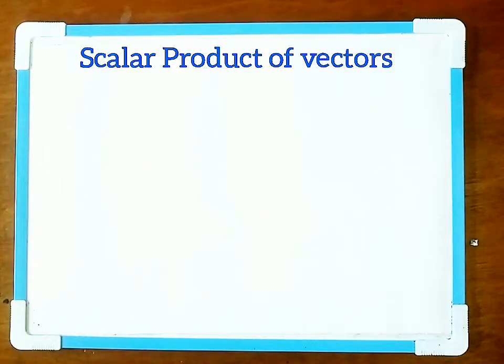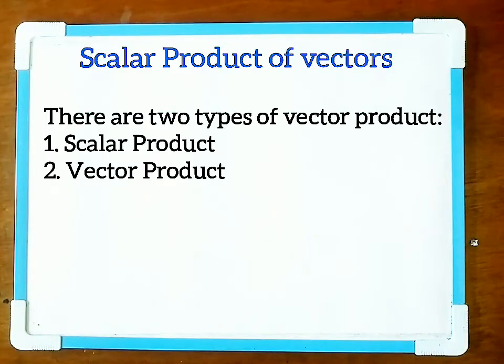So there are two types of multiplication of vectors. One is called scalar product, and another one is called vector product. So let us take first the scalar product.